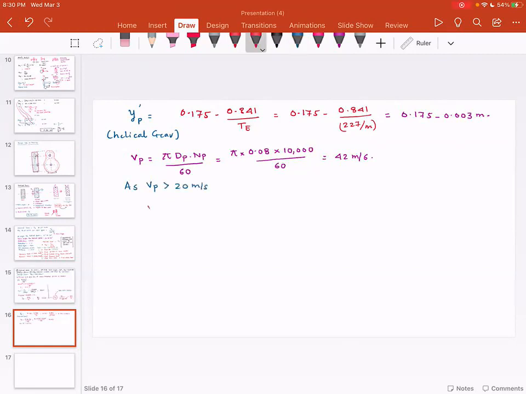The velocity factor is 0.75 divided by 0.75 plus square root of Vp. So 0.75 plus square root of 42, and that answer is 0.104.